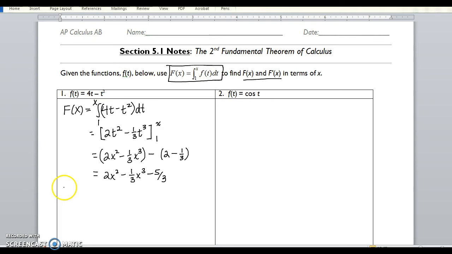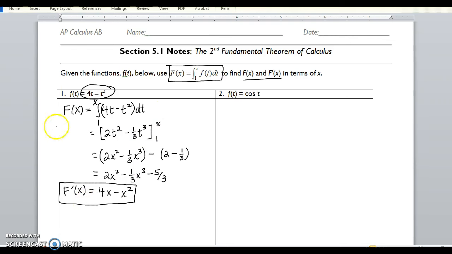The second thing that we're going to find is F prime of x. We're just going to take the derivative of that polynomial we just found. You get 4x minus x squared. The derivative of negative 5/3 is just 0, so that cancels out. Okay, take a second and see if you notice anything about F prime of x. Hopefully you realize this is really the same function that we started with, 4t minus t squared, except that this has x's and the original had t's.